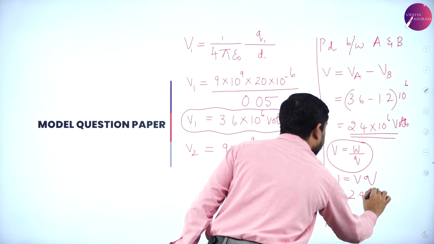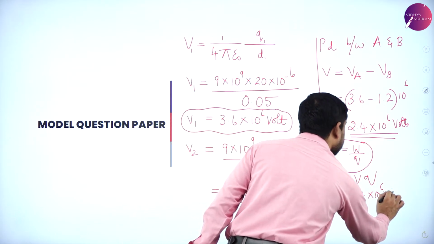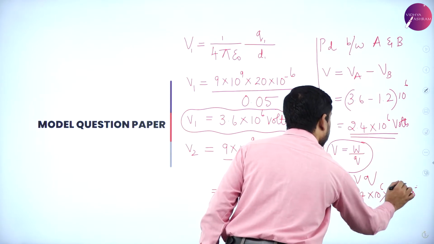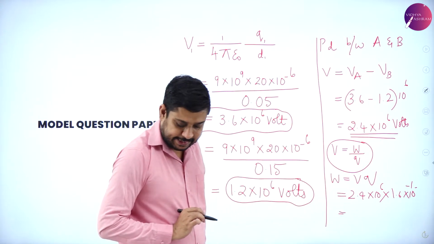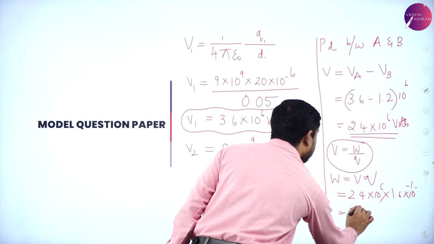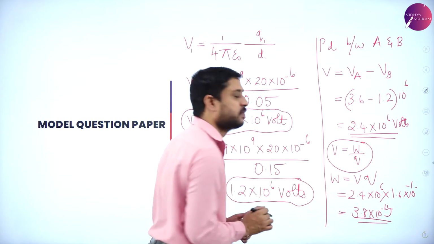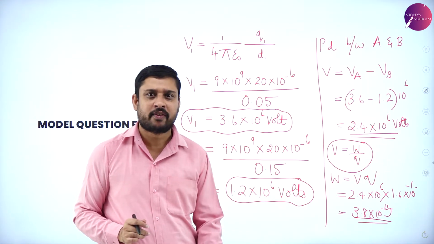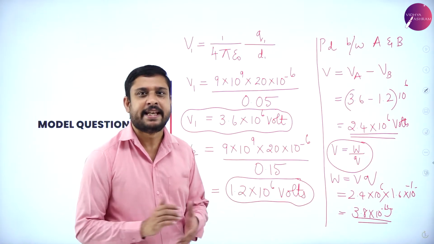2.4 into 10 power 6. What is Q? We are moving an electron, so the charge of the electron is minus 1.6 into 10 power minus 19. On simplification, it is 3.8 into 10 power minus 13 joule. So very simple again. Problems are not hard to solve. If you know the concepts, arriving at the results is very easy.